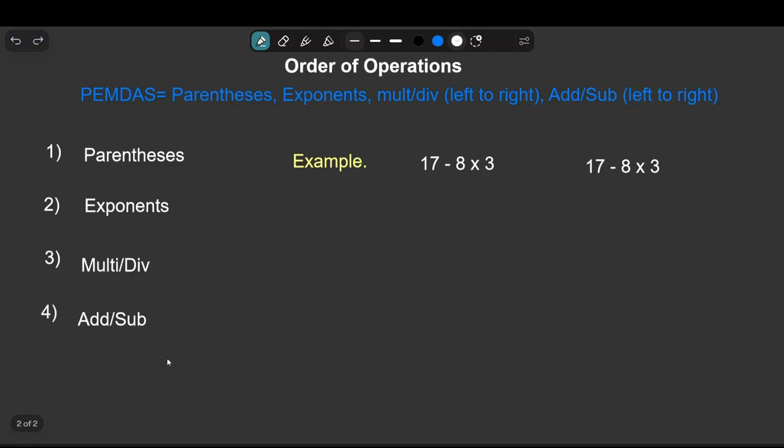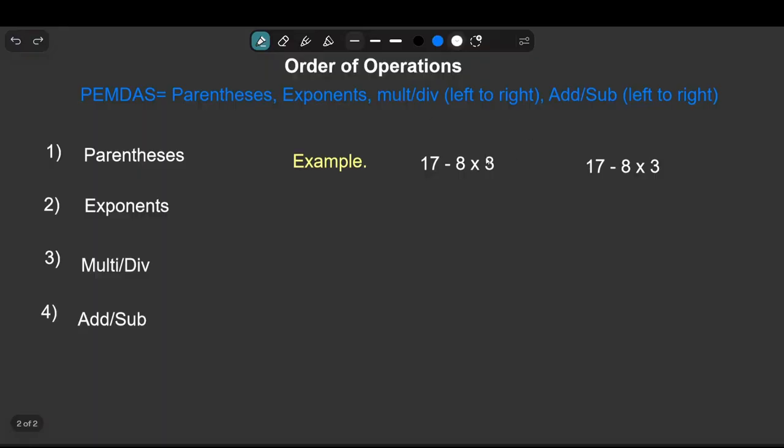So why do we use this? We use this so that everyone is on the same page as far as working through problems. We all work through them the same way in order to get to the same answers, and there isn't any confusion about how to work through things. We all use the same set of rules, the same set of instructions. That's the order of operations.